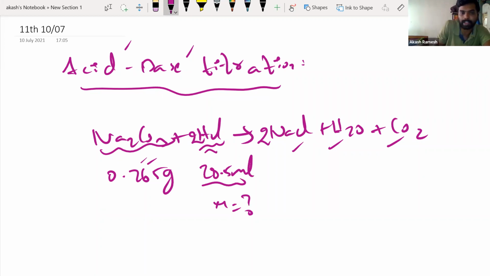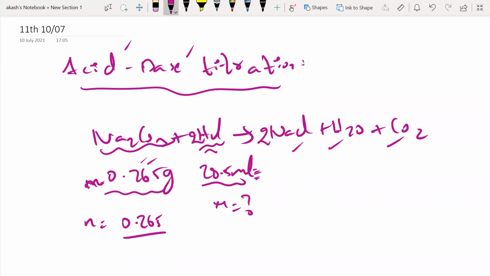So we just convert everything in terms of number of moles. We'll talk about this volume later, right? This is just required for us to calculate the molarity. Anyways, now I have 0.265 grams of Na2CO3. This is mass, or I put small m. And if I have to calculate the number of moles, it would be given mass by molecular mass. That is 0.265 over the molecular mass of Na2CO3. How much is it?